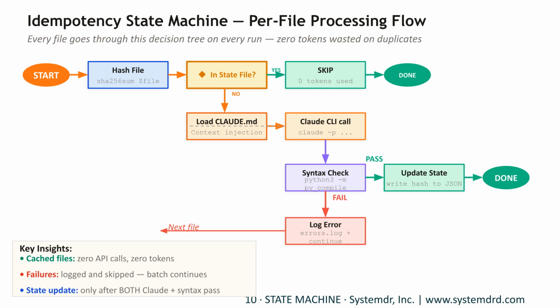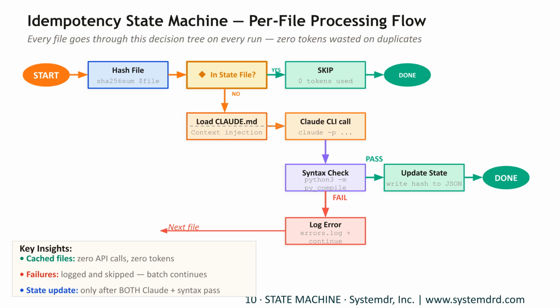The error recovery path, log and continue, is what makes this safe to run in unattended CI. A file that causes a consistent syntax error gets logged every week, but never corrupts the repository. After a few weeks of consistent failures, the error log provides a clear signal to investigate those specific files manually.